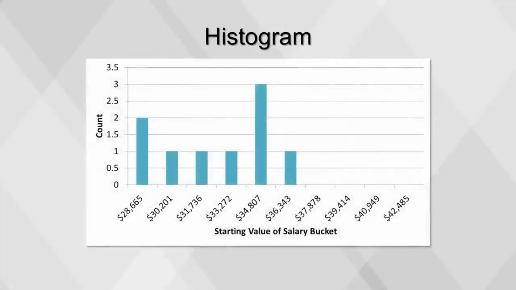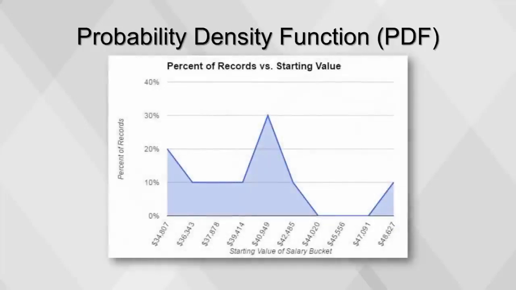This bar chart is known as a histogram, and it's one of the most common methods of visualizing a numeric distribution. Although many software packages can produce a histogram very quickly, as we've seen, creating one involves quite a few steps. If we change the visualization to an area line graph and change the vertical axis to the percent of records by dividing the count by the total number of records, the result is similar to what is known as a probability density function, or PDF. This is commonly used in statistics to estimate the probability of a new value.